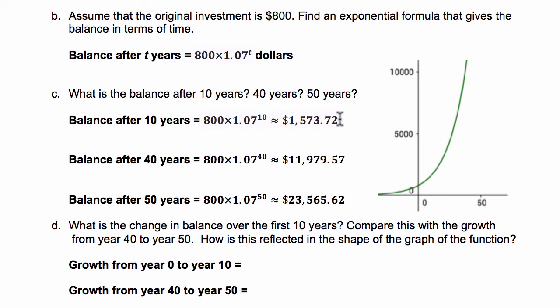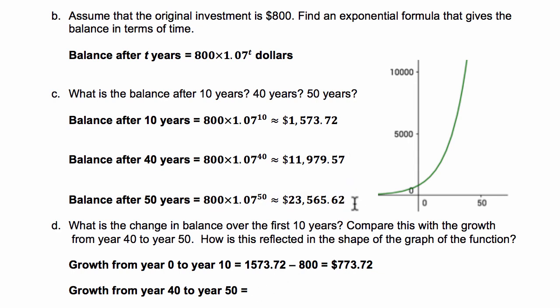Part D. What is the change in balance over the first 10 years? Compare this with the growth from year 40 to year 50. How is this reflected in the shape of the graph of the function? The change in the balance over the first 10 years is $1,573.72 minus $800, the initial value. Thus, the difference is $773.72.